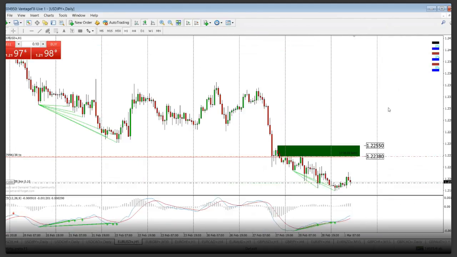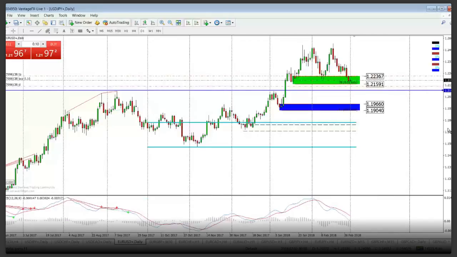Euro USD, I'm actually in a trade on it at the minute, and it's just based on this. We are at this level now on the daily charts, caused this level, caused this area on the high here, caused this last high.